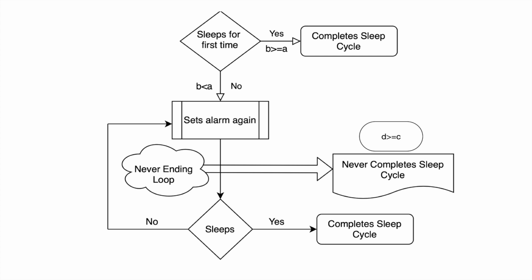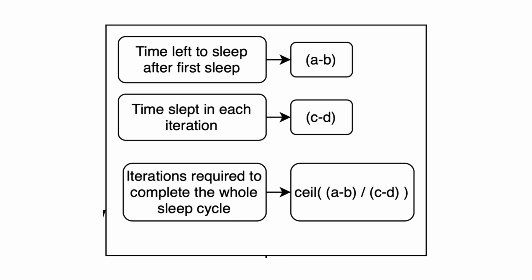The other case would be C greater than D. When C is greater than D, we should follow this particular method to find how much time Polycarp spent on his bed. So the time left to sleep after the first time Polycarp slept is A minus B, because Polycarp slept for B minutes and there are a total of A minutes he wished to sleep for. So the time he has to sleep extra is A minus B. The time Polycarp actually sleeps in each iteration of setting an alarm clock is C minus D. The time he set his alarm for minus the time he takes to fall asleep is actually the time Polycarp sleeps for every iteration, right?